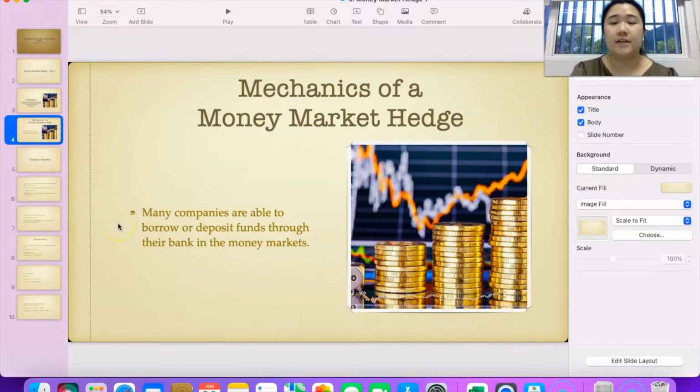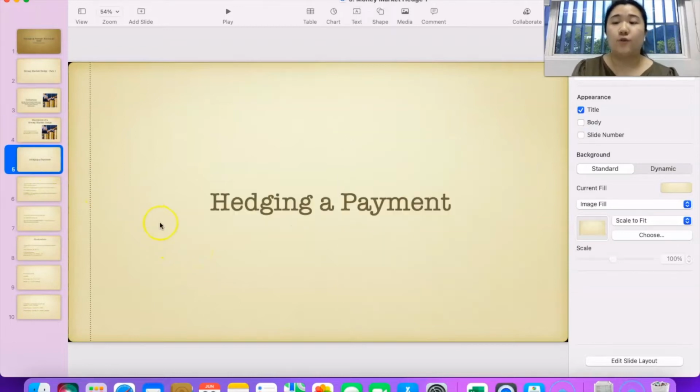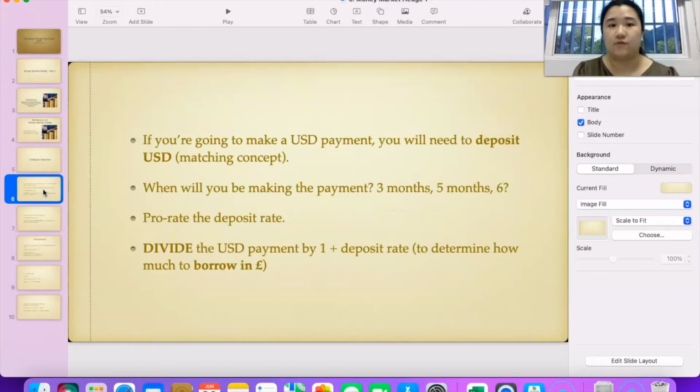So what are the mechanics, or how does a money market hedge work? Many companies are able to borrow or deposit funds through their bank in the money markets. So let's look at how we hedge a payment. Okay, so there are a few steps that you have to follow.